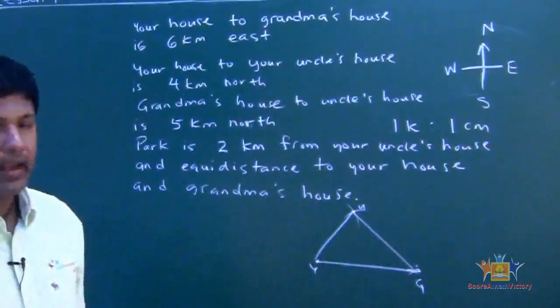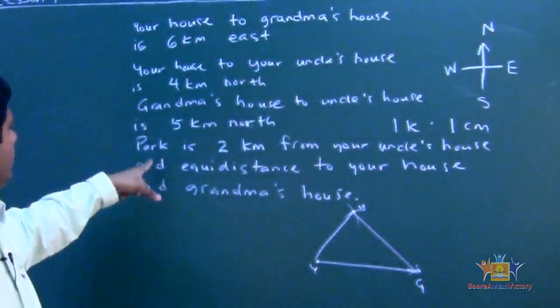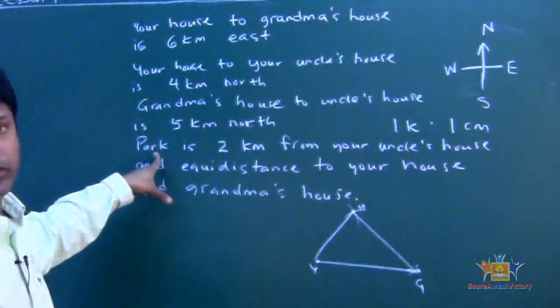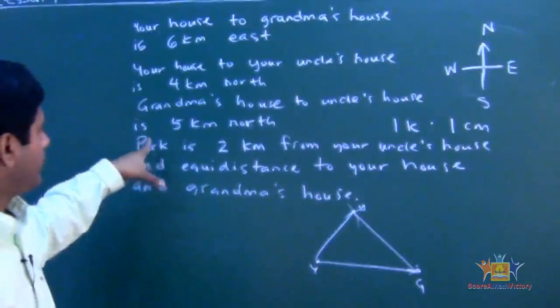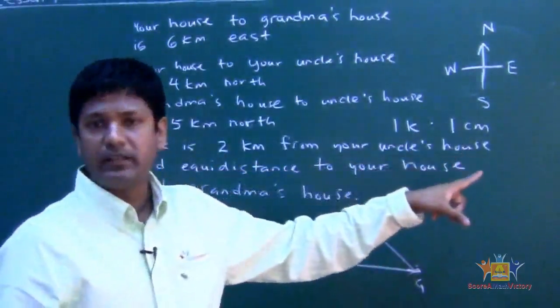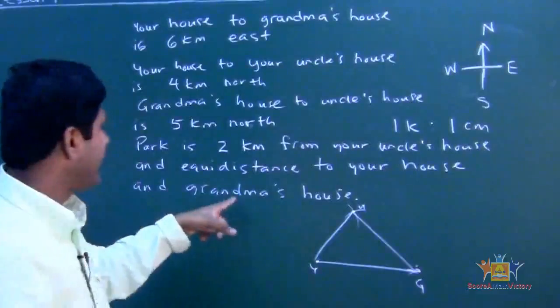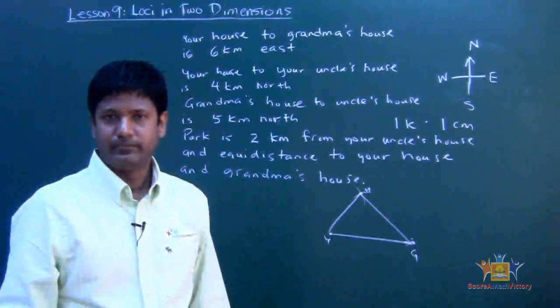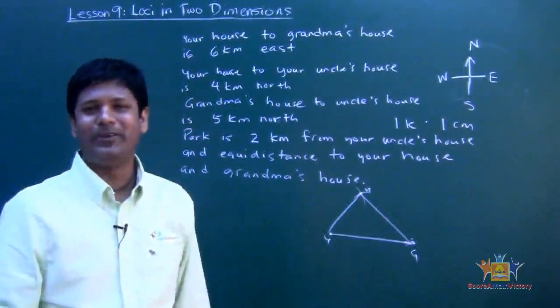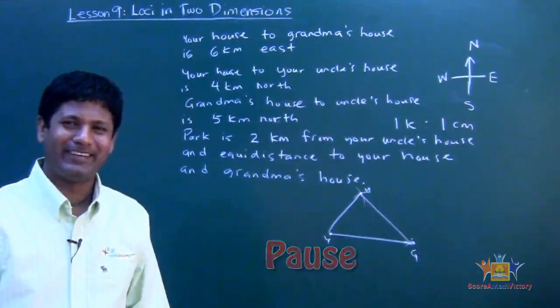So I kind of helped you with how to draw the triangle. And then we're looking for the park. You want to locate where the park would be, because the information you know is that it's 2 kilometers from your uncle's house, and it's equal distance to your house and grandma's house. Go ahead, pause the video and have fun, and I'll be back once you're done.